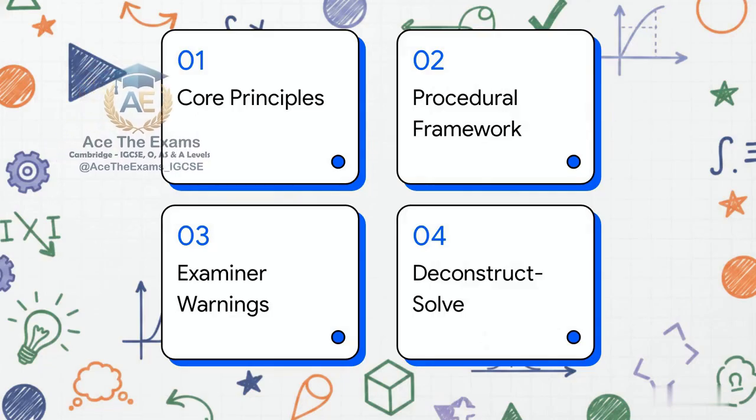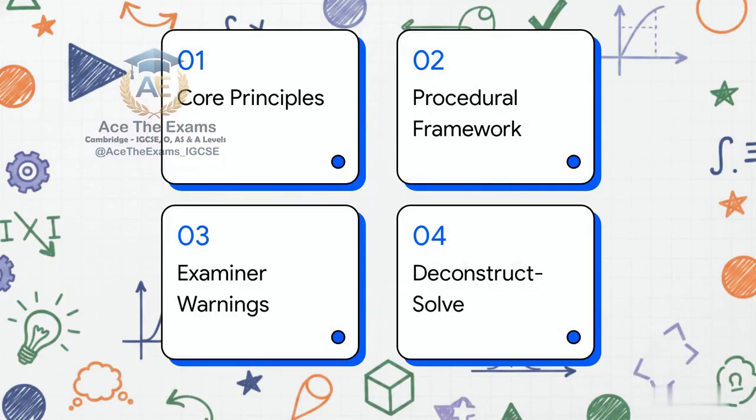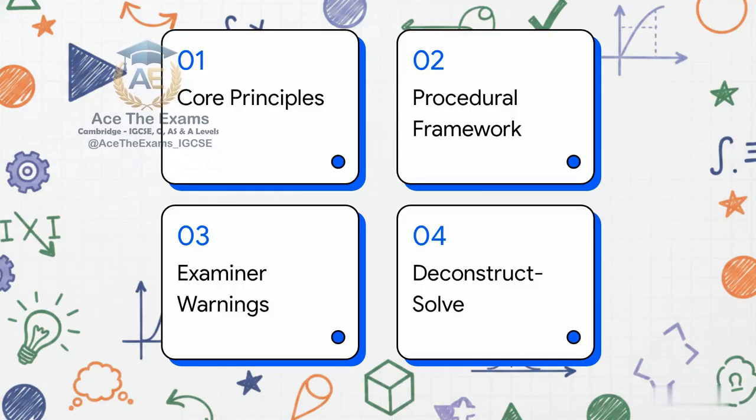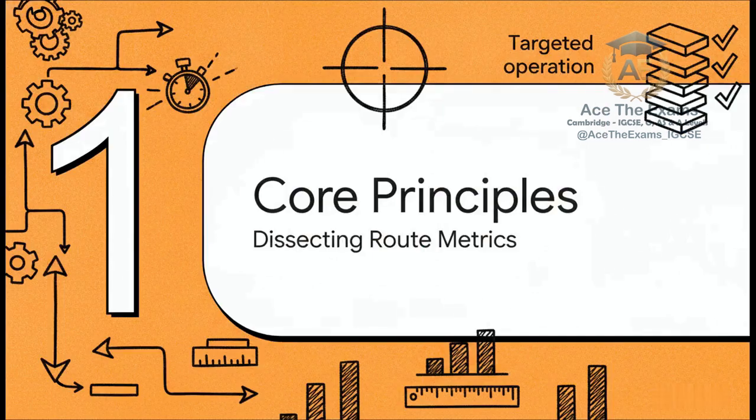All right, here is our map layout for the run. First, the core principles of differentiation. Second, we hit the procedural framework. Third, we navigate the top 3 examiner warnings. And finally, we execute the deconstruct solve strategy. Let's go. Phase 1, the core principles of differentiation.